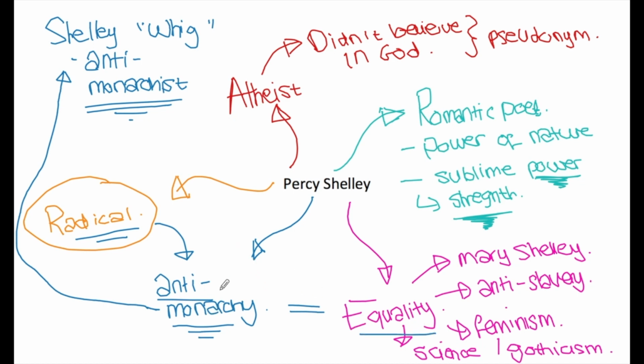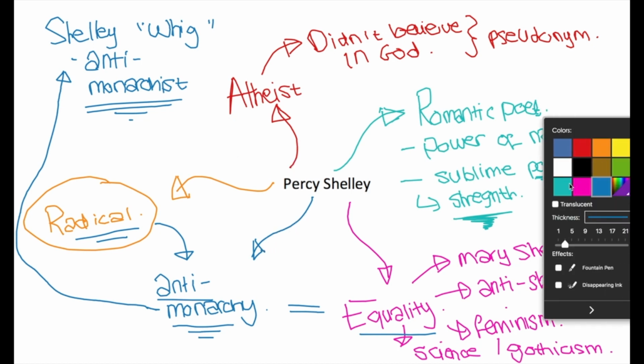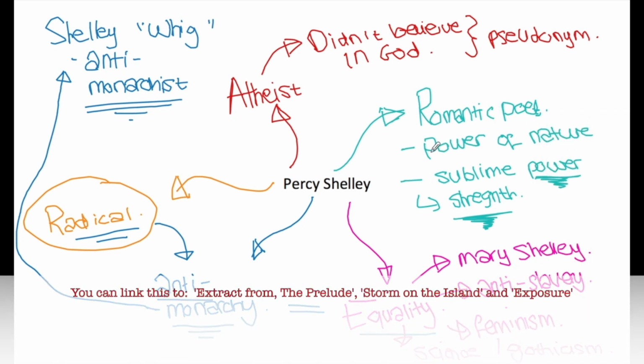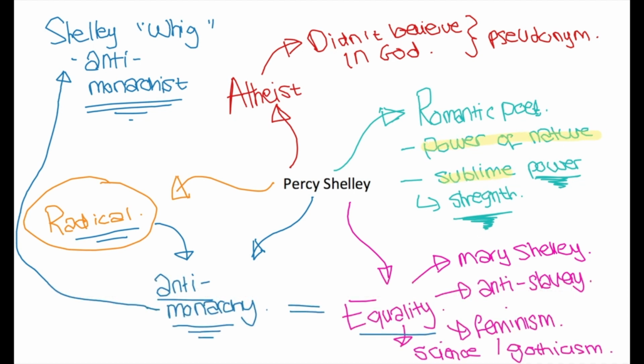There shouldn't be one dictator. Equality should be dispersed. And we'll talk about this more when we discuss language. But I think some of the main points that we can really focus on, that I have touched on here, about Shelley and his beliefs, that we can link to Ozymandias, is power of nature. Definitely. I mean, the sublime power of nature and the strength that it has over anything, that's a huge point.